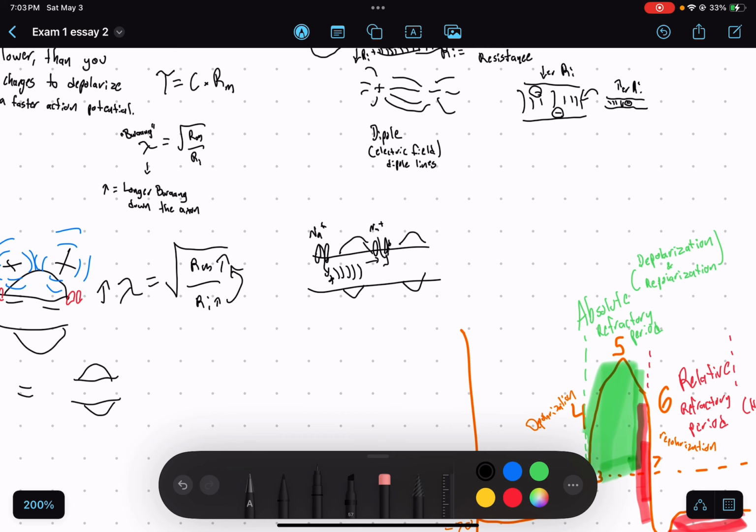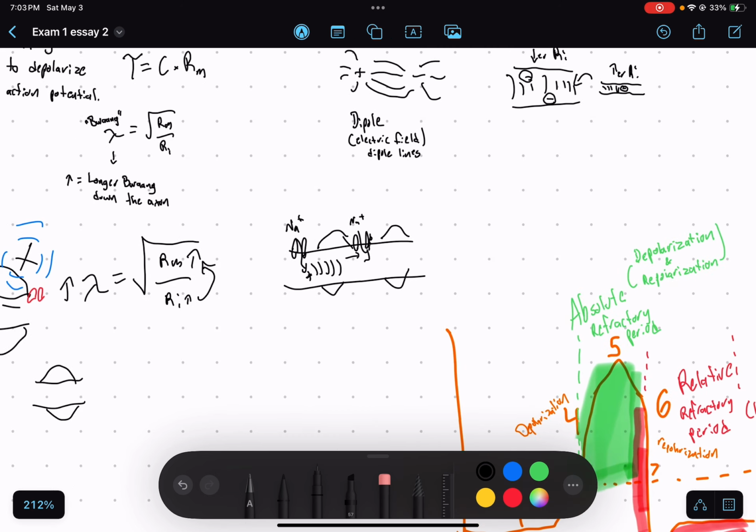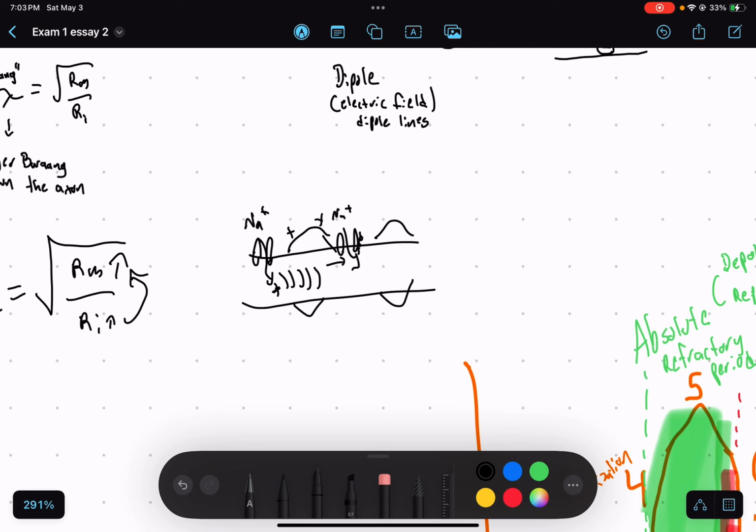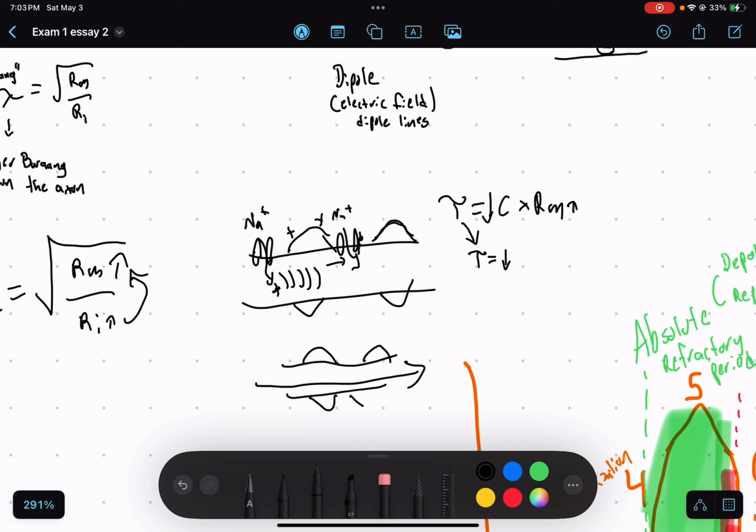Because you can fit fewer positive charges out here, it's going to move faster down, which is why our time constant equals capacitance times Rm. So Rm may go up, but it's a lot smaller than what our capacitance is, because our capacitance is a lot lower due to all this myelin, which causes our time constant to become low, allowing the action potential to make its way down really fast.